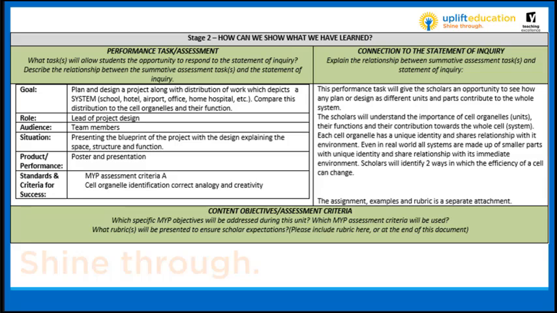This performance task will give the scholars an opportunity to see how any plan or design at different units and parts contribute to the whole system. The scholars will understand the importance of cell organelles, their function, and their contribution towards the whole system. Each organelle cell has a unique identity and shares a relationship with its environment. Even in the real world, all systems are made up of smaller parts with unique identity and share relationships with their immediate environment. Scholars will also identify two ways in which the efficiency of a cell can change.